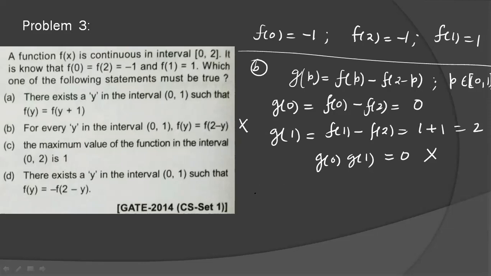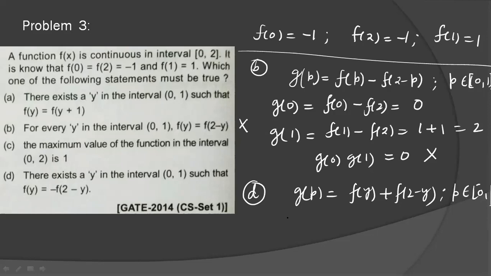What about the D option? In that case, we take g(p) as f(p) plus f(2 minus p). We are taking the function from right to left, and p belongs to the closed interval 0, 1. Then g(0) will be f(0) plus f(2), and it will be minus 2.